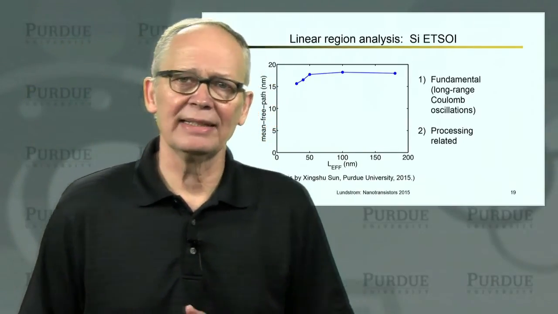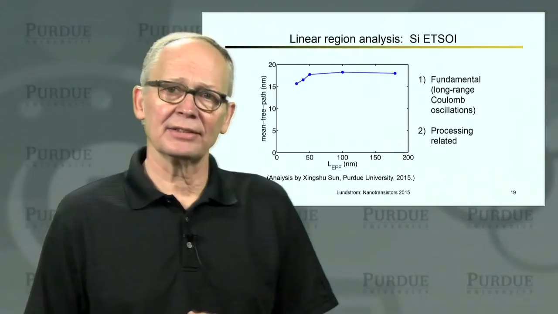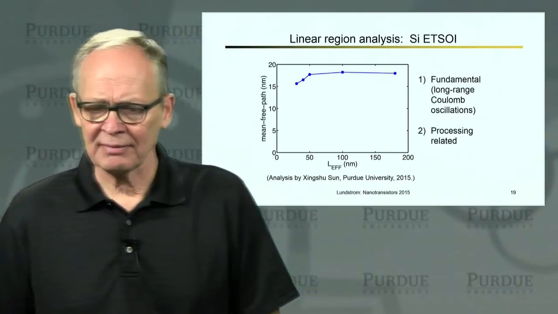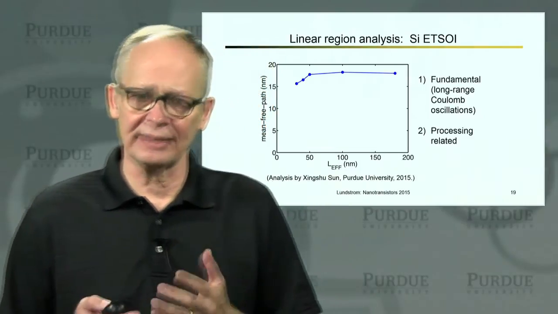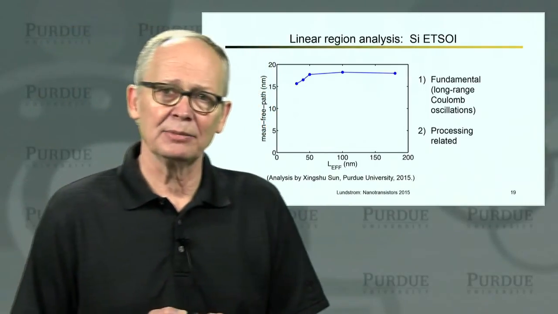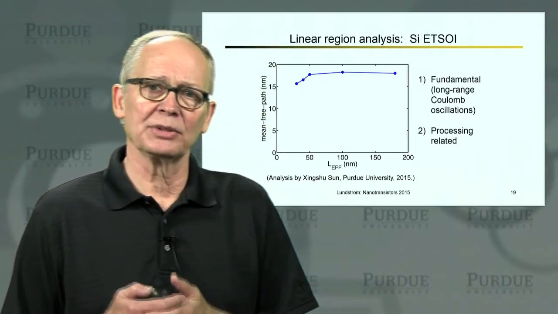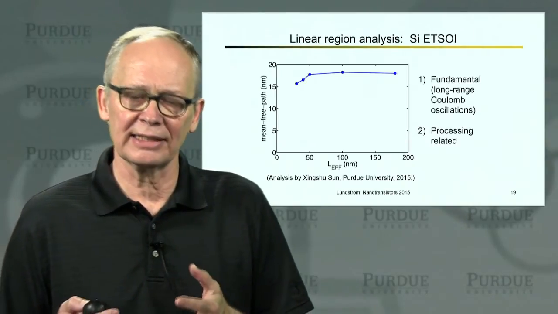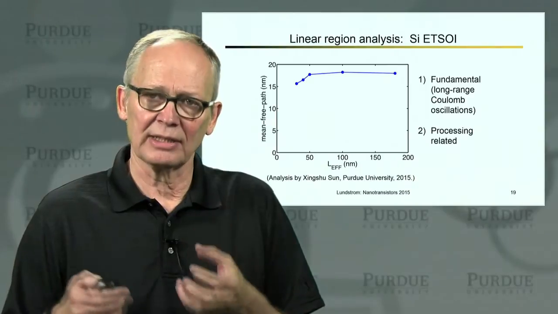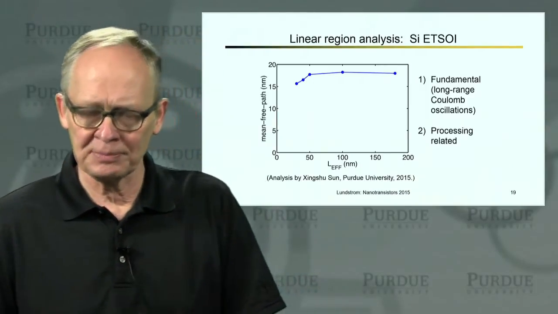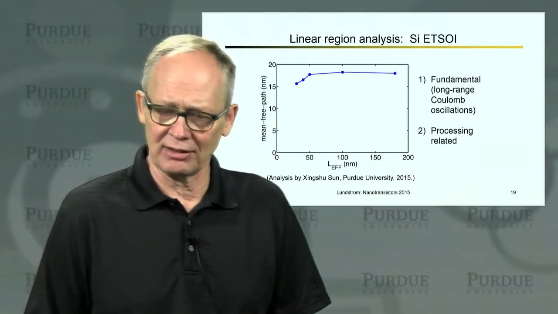Now, this is something that is sometimes seen in transistors, not in all transistors. And people are still trying to understand in detail what exactly is going on here. One possibility is that this has to do with so-called long-range Coulomb oscillations, setting up oscillations of the carriers in the heavily doped source and drain regions that become very important at short channel lengths.